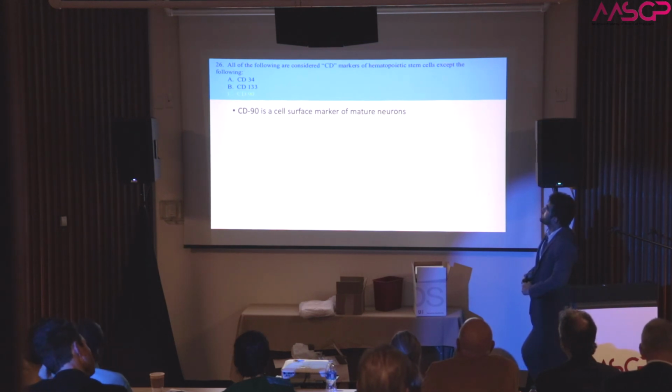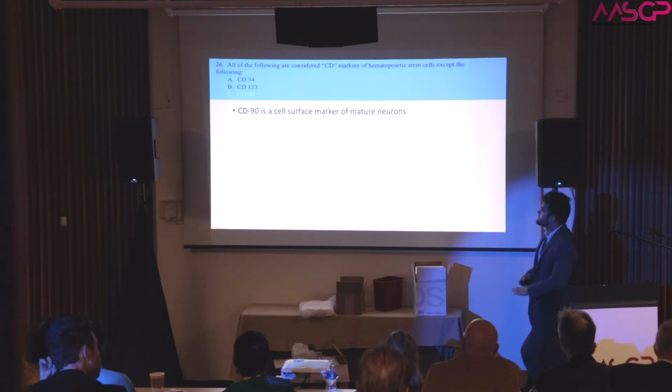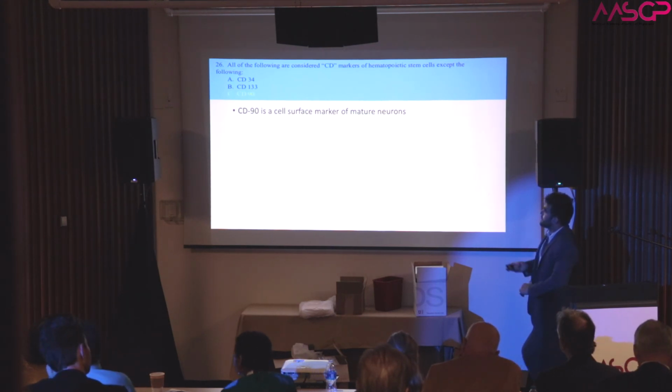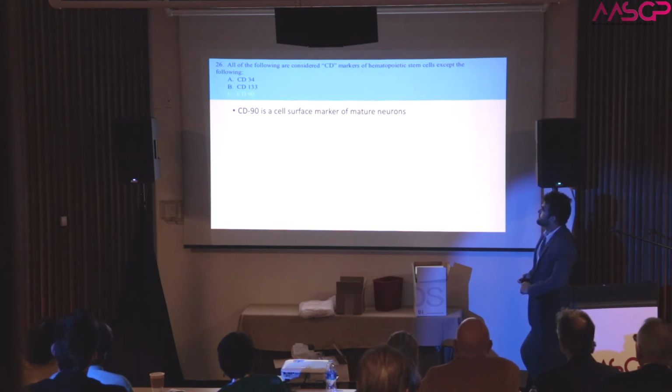All the following considered CD markers except, I know we had some discrepancy on this one, but at our discretion, we'll make sure we get the right answer out. I did know that CD90 is typically a mature neuron, so CD34 and 133 are the ones. Everyone knows CD34. CD133 is the one you have to memorize extra.